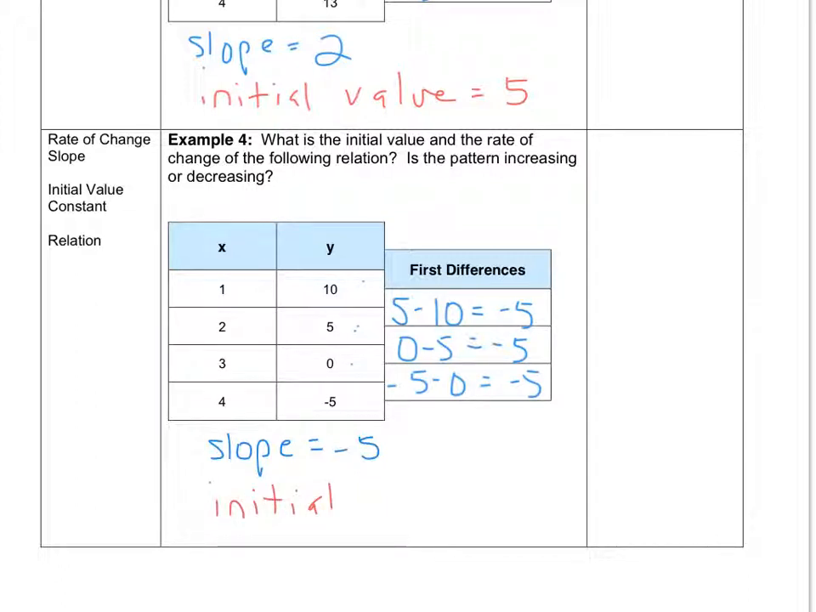To get the initial value, I need to see what the table would be if my x value was 0. So what would I have to start from for when I take away 5, I end up at 10? I would have to start at 15. So in this table, my slope is minus 5, and my initial value is 15.